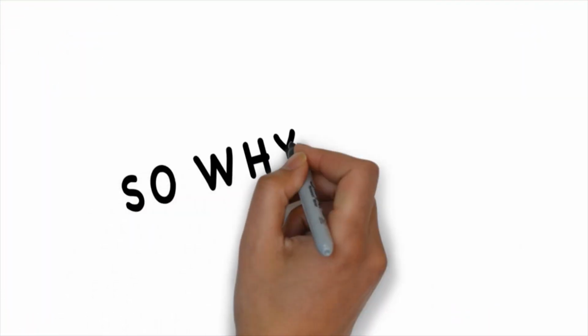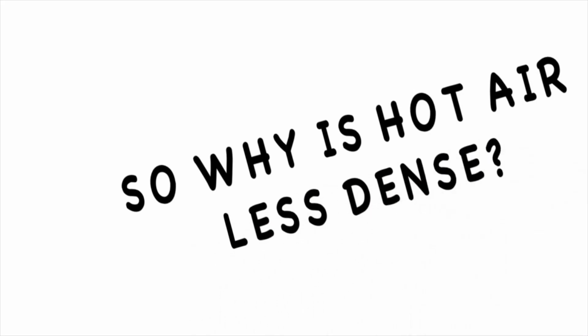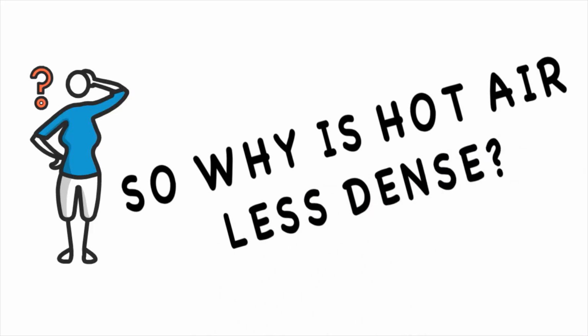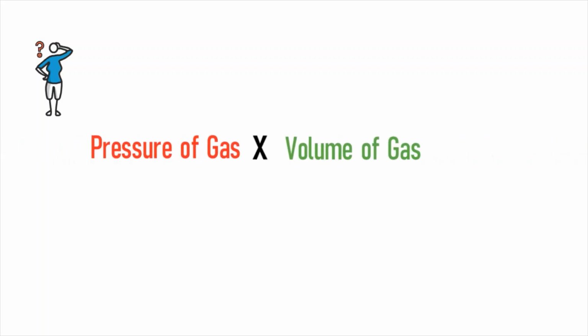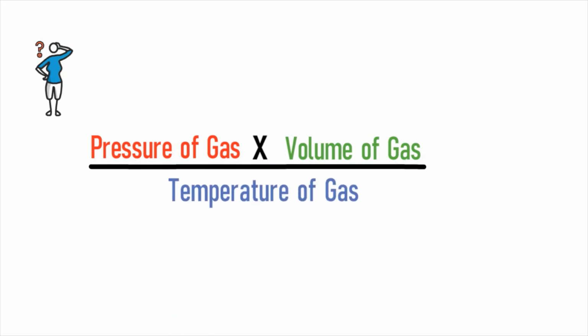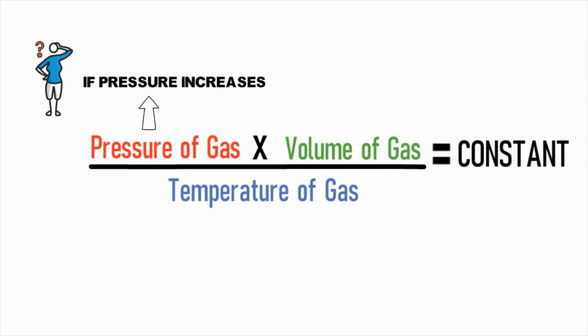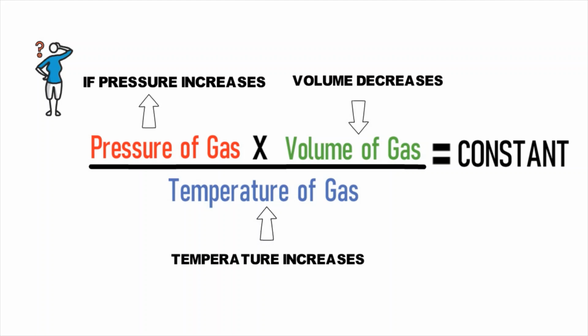But now the question is, why is hot air less dense? And why does it rise up? Let me explain. There is a very important law of physics which applies to gases. The law states that the pressure of a gas multiplied by the volume of the gas divided by the temperature of the gas is always the same. The answer is a constant. It can never change. So if the pressure of the gas increases, either its volume will decrease or the temperature will increase such that pressure into volume divided by temperature remains constant.